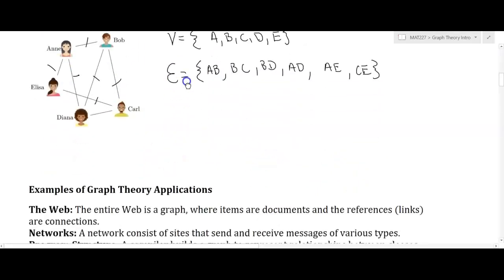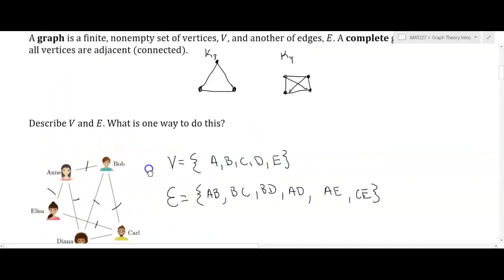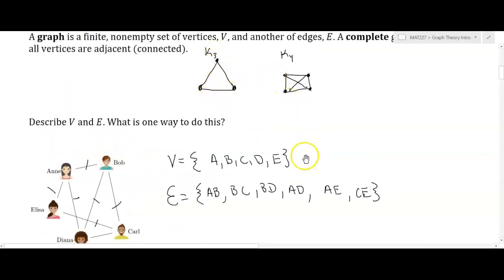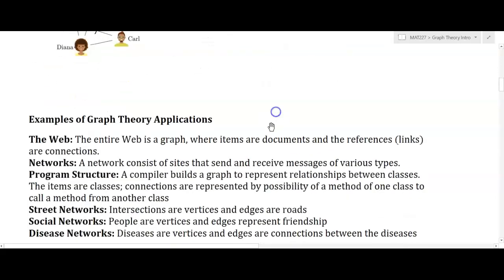Now, there's many ways I could draw this graph. Here my vertices are actual pictures of people, but you see up here, they're just dots, and typically we list them as dots and lines, but this was just a fun interactive example. So this is one example of where we could see graphs, and other examples are the internet, the web. The entire web is a graph where items are documents and the references, or the links, are connections between those documents. So when you're talking about the World Wide Web, it's a gigantic graph of information.